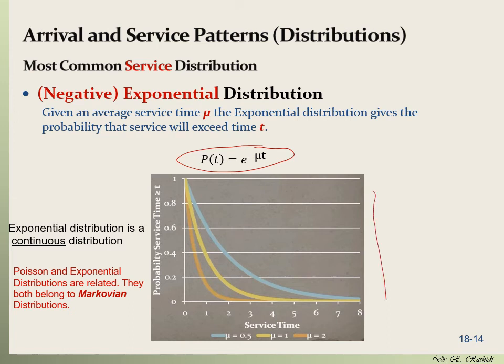In this graph, you can see the plot of probability of service time t based on different mu here. So for mu equal to 0.5, mu equal to 1, and mu equal to 2. As you remember, exponential distribution is a continuous distribution, and exponential distribution and Poisson distribution are related. They both belong to what is called Markovian distribution.